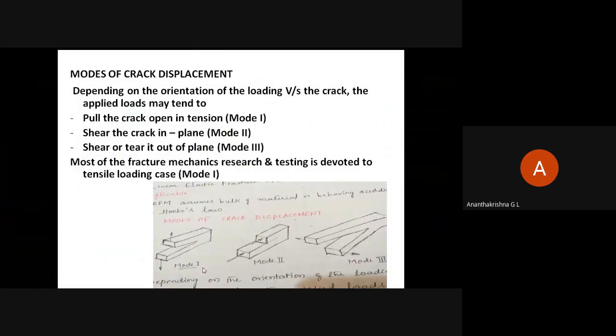Mode 1, the load will pull the crack open in tension. In mode 2, the load will shear the crack in plane. And in mode 3, the load will tear it out of the plane. So out of the three modes of crack displacement, the first one is the most important one. Most of the fracture mechanics research and testing is devoted to the tensile loading case, as in mode 1.